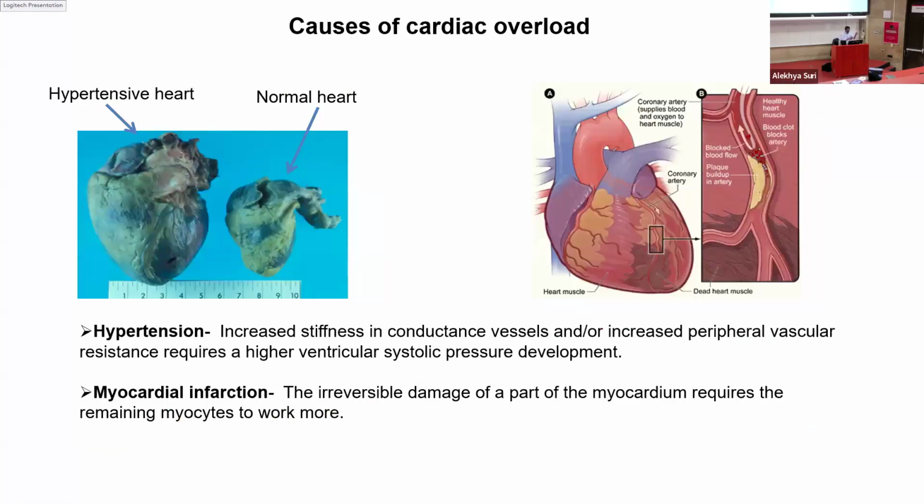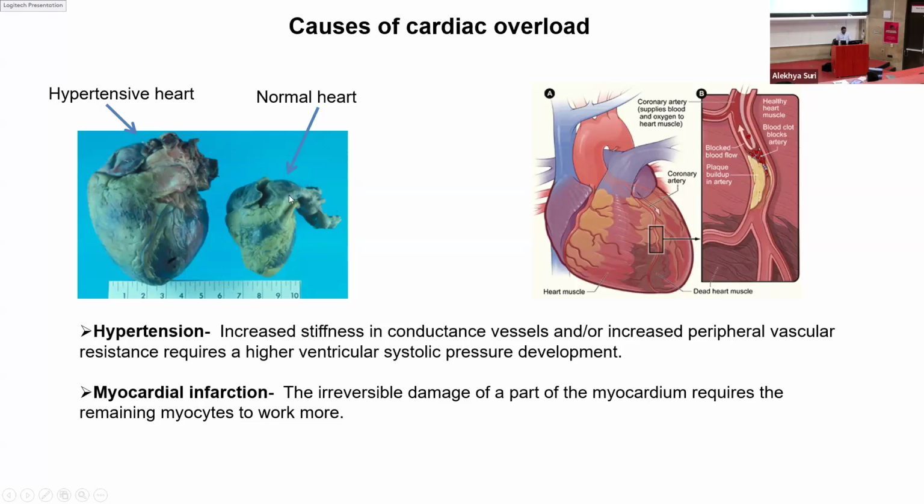Okay, so we're going to see first what causes hypertrophy. There are various stimuli that can cause cardiac overload. We're going to see the major ones. The first one is hypertension. So you know what hypertension is. This is an increased stiffness in conducting vessels or in peripheral vasculature, or anywhere in the systemic circulation. If there is a resistance, it's going to feed back and affect the cardiac function. So that will result in enlargement of the heart.